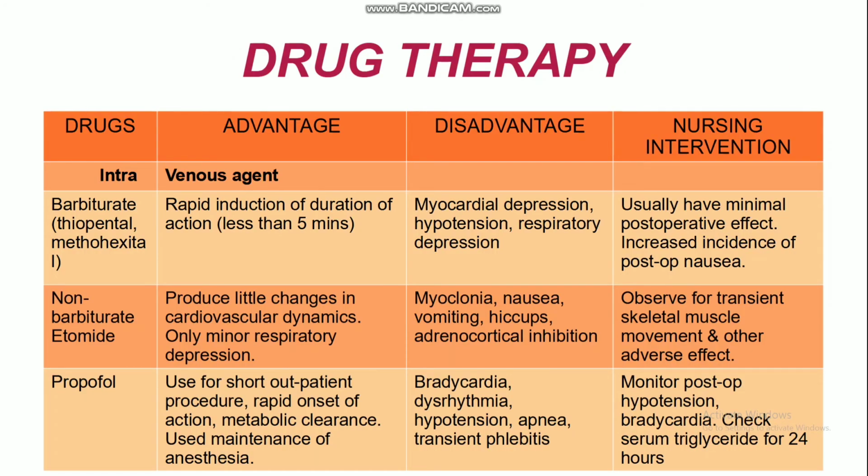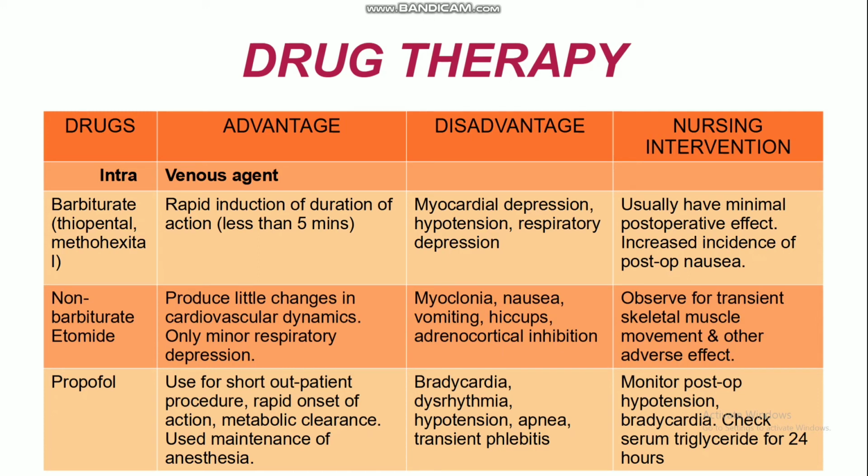Then the drug therapy. Barbiturate is a group of drugs. An example is thiopental, and its advantage is rapid induction with short duration. The disadvantage is that if we give an extra amount of barbiturate, myocardial depression, hypotension and respiratory depression may happen. In nursing intervention, there is minimal post-operative effect.